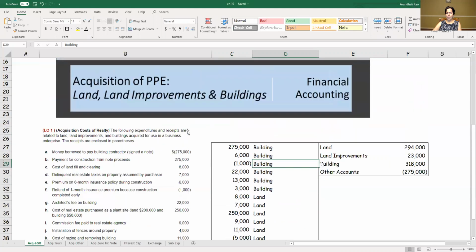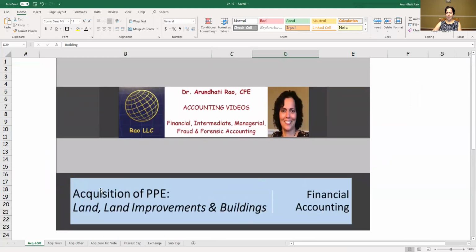So once again, in this exercise, we've looked at an acquisition of property, plant, and equipment, and we've had to identify whether we would capitalize it to land, land improvements, or buildings. The difference is, if it is land, it's not going to get depreciated. It stays in your balance sheet at whatever the historical cost is. Land improvement and buildings are going to be depreciated over their estimated useful life.